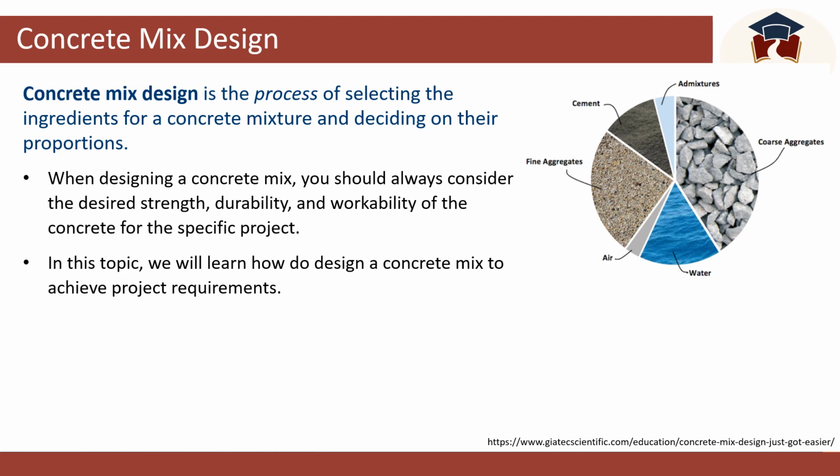Concrete mix design is the process of selecting the right ingredients and their relative proportions to achieve the project requirements. So we already know in a concrete mix we have cement, aggregates, water, air if it is air entrained concrete, and also admixtures. So we need to know which cement to select. What are the properties of aggregates?